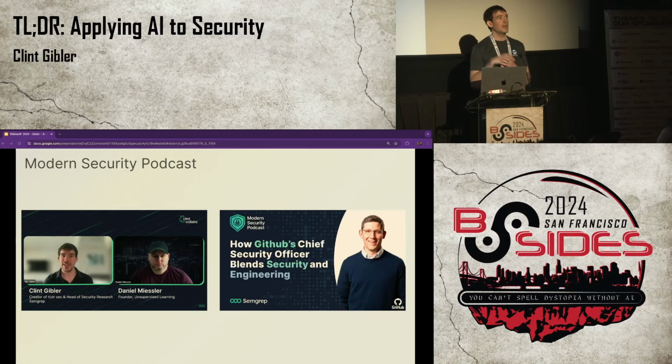If you want to hear more about me interviewing some cool people about AI, I chatted with my friend Daniel Miessler about it here. Also, the Chief Security Officer of GitHub, Mike Hanley, and I talked about how he thinks about AI.